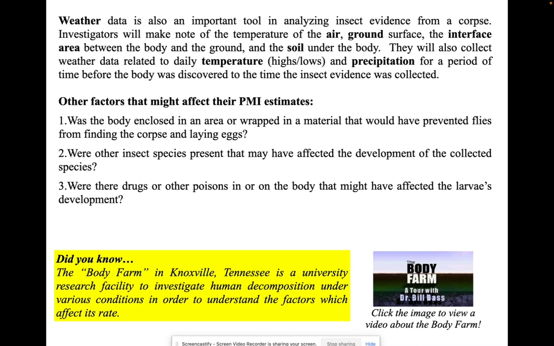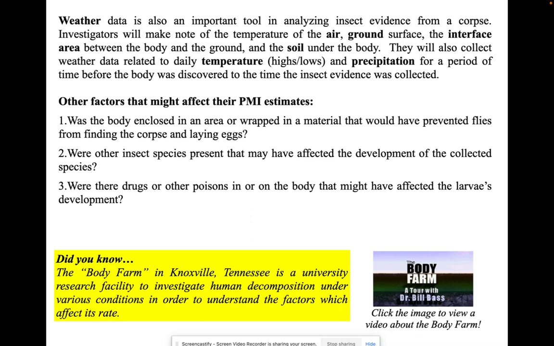Other factors that may affect the PMI estimates: was the body enclosed in an area or wrapped in material that would have prevented flies from finding the corpse and laying eggs? Were other insect species present that may have affected the development of the collected species? And were there drugs or other poisons in or on the body that might have affected the larvae's development? Some drugs will delay the development of the larvae, so it will shift that timeline a little bit.